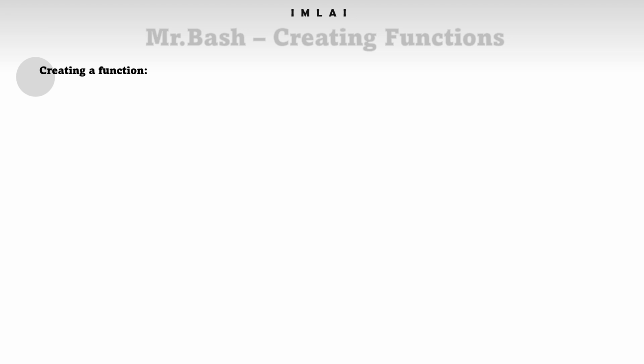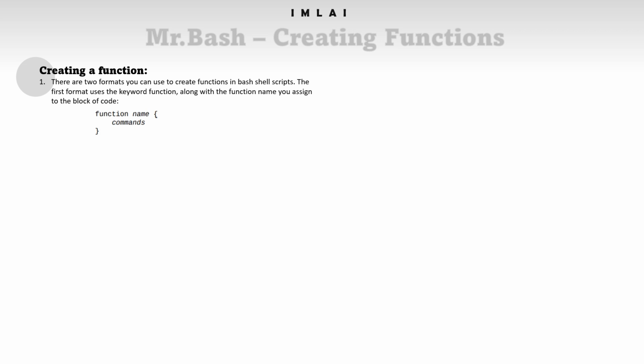So how do you create a function? There are two formats you can use to create functions in Bash shell scripts. The first format uses the keyword function. So this is our function keyword, along with the function name. Here you have to write your function name, and you assign the block of code.